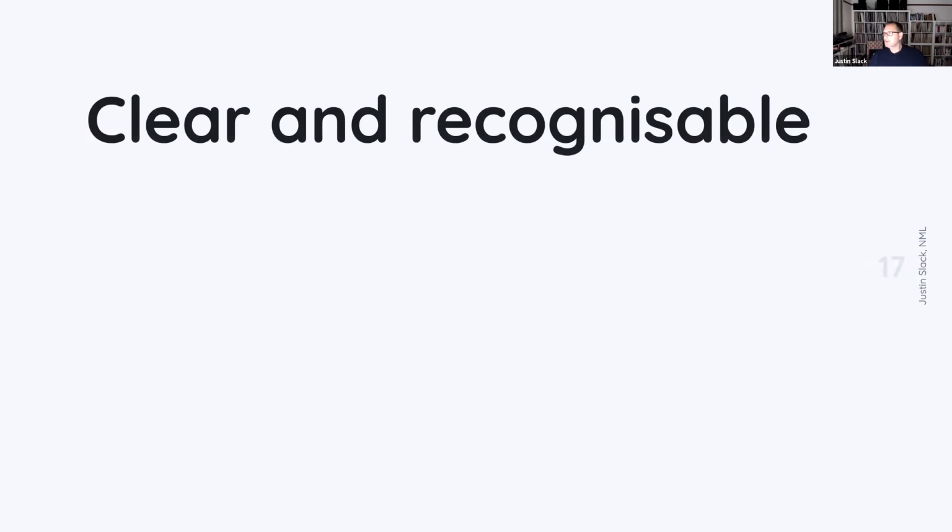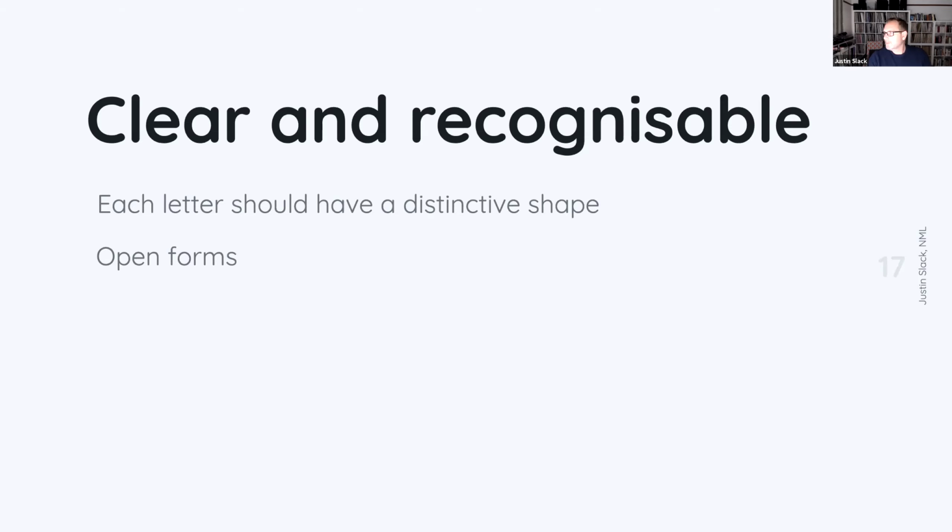So what we really want to be doing is looking for type that is clear and recognizable. And for that, each letter should have a distinctive shape. How many times have you typed the word ill with a capital I, and it looks like three straight lines? That's not a very clear and recognizable typeface. So each letter should have a distinctive shape. We want open forms, as I've mentioned. We want clear terminals, and we want some kind of contrast between our letter forms. So next week, I'll speak about this in more detail, and we'll look at examples, and we will write some CSS to see how we can make things clear and recognizable.